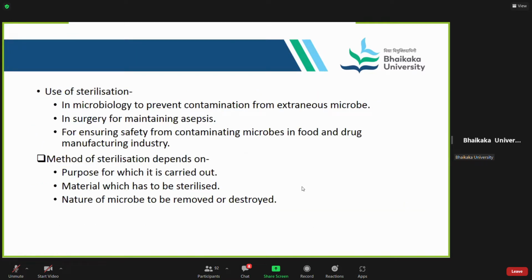So when we are talking about these sterilization and disinfection processes, we have to keep in mind that different locations in a hospital will have different uses of these sterilizations. For example, in the microbiology laboratory, we sterilize the culture media. We disinfect the working platforms. You must have read about the biological safety cabinets. They all need to be ensured that they are disinfected, cleaned or decontaminated from time to time.